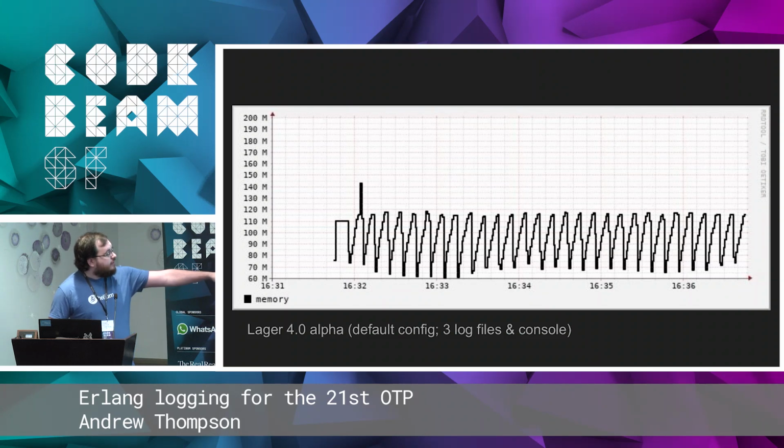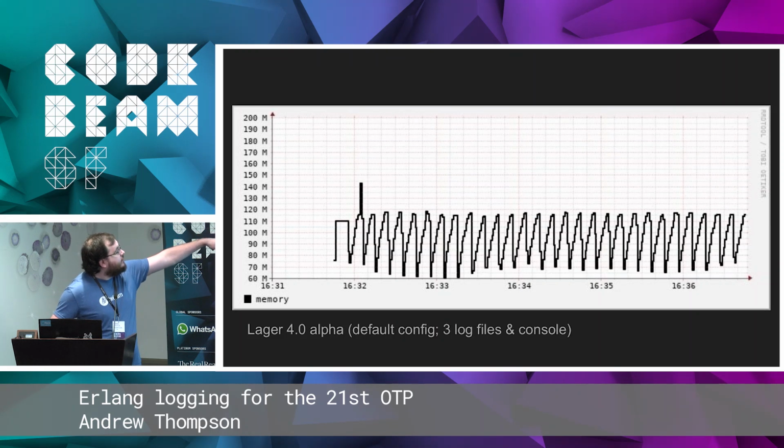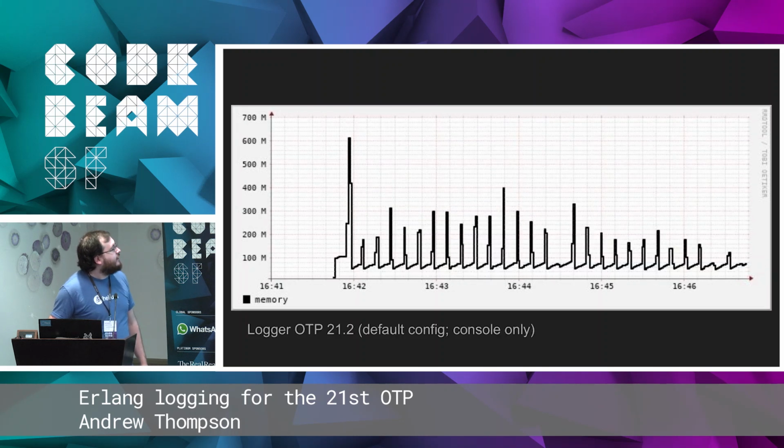Now, one thing to note is logger in this mode is writing to 3 different log files and to the console. It has 4 handlers installed. This is console only, and you basically see that we just use very slightly less memory, but it looks very similar. The graph just does its own thing, but look at the axis, not at the height of something.